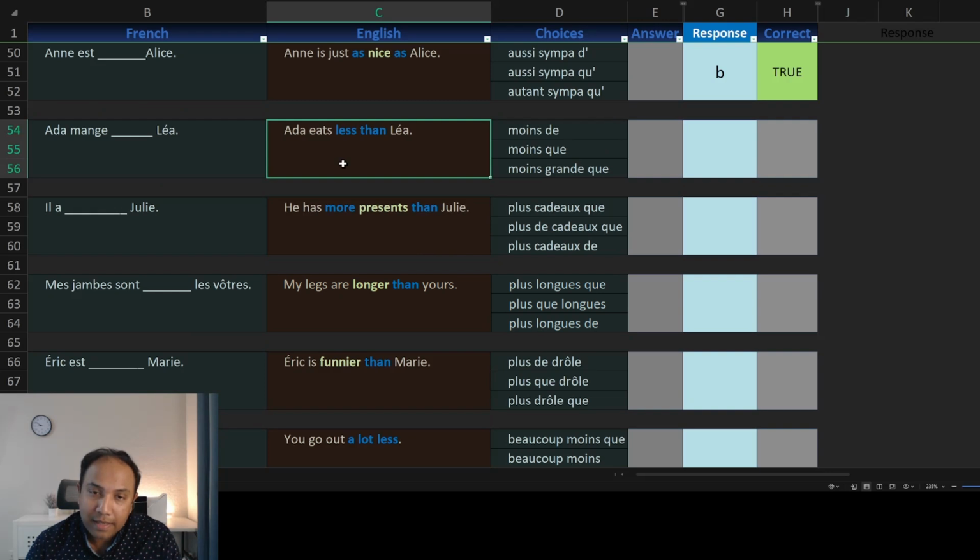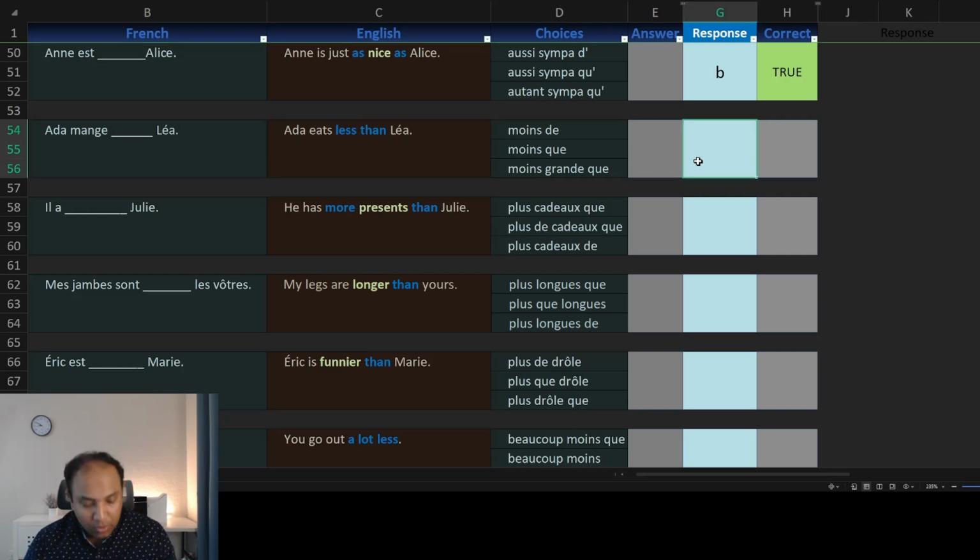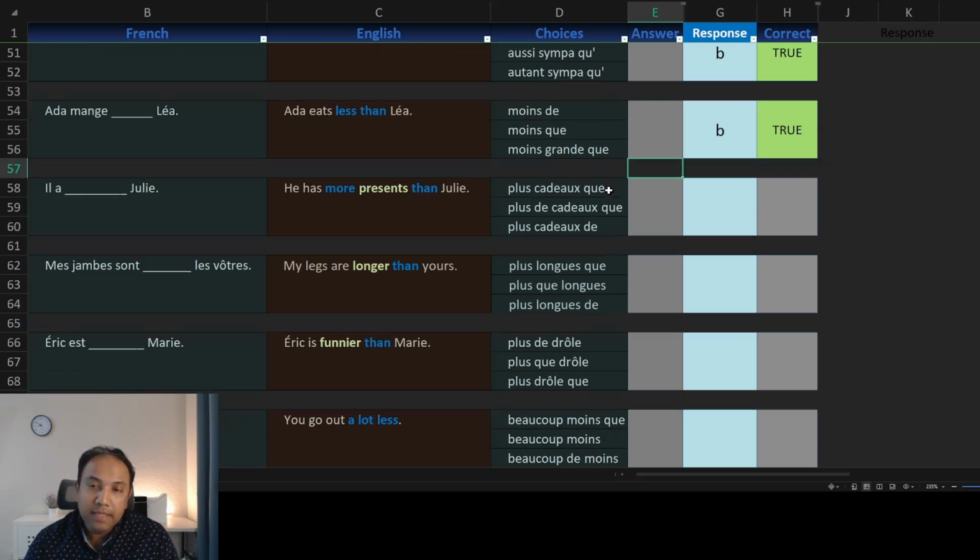Ara eats less than Leah, right? So, Ara mange moins que Leah. So I'm gonna go with B. I didn't pick moins de, and moins grand que also doesn't make sense. So those two are gone. I'm only stuck with this, which is B.